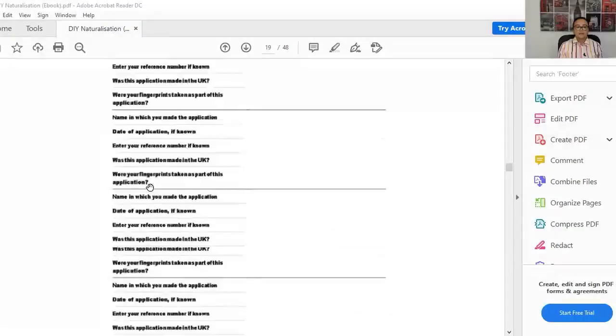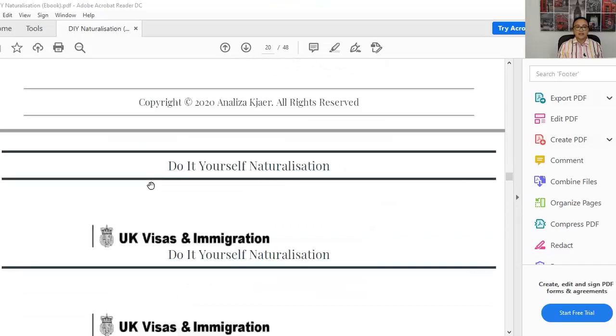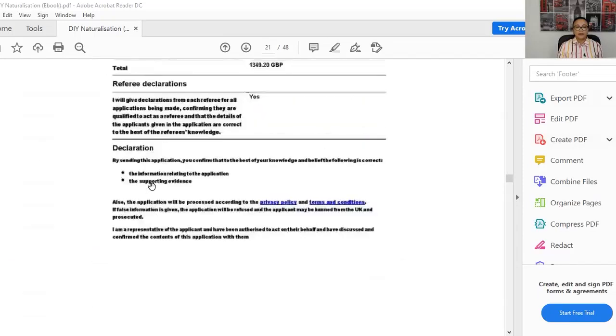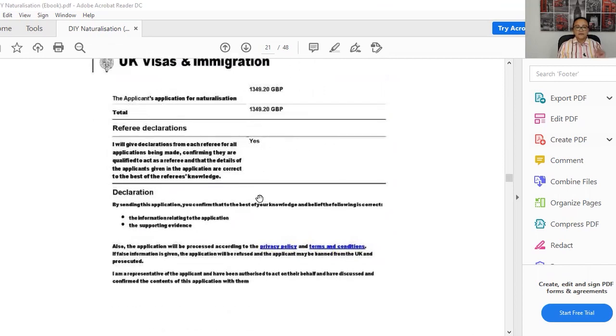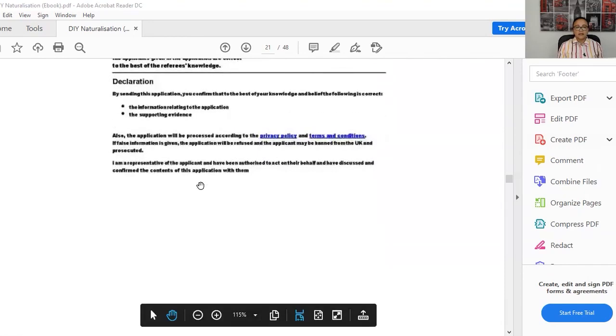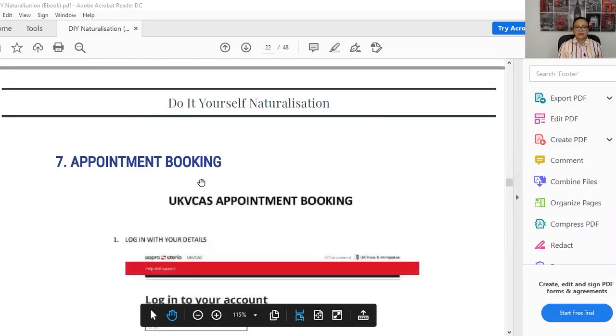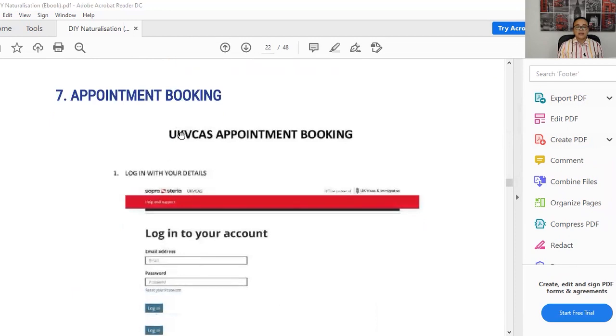Once you have submitted your application, you have to download the referee's declaration. Your referee 1 and your referee 2 will need to sign, and you need to have that document, that declaration, and then your own declaration. Then, once you've paid your fees, they will take you to UK VCAS, and you can book your appointment for your biometrics.